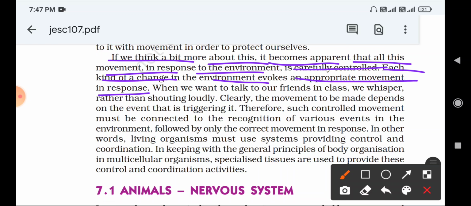Okay, whatever the changes in the environment, our body responds according to them. Okay, "evoke" means promotes. The changes in the environment promote or evoke the appropriate response to those changes. Okay, when we want to talk to our friends in class, we whisper rather than shouting loudly.